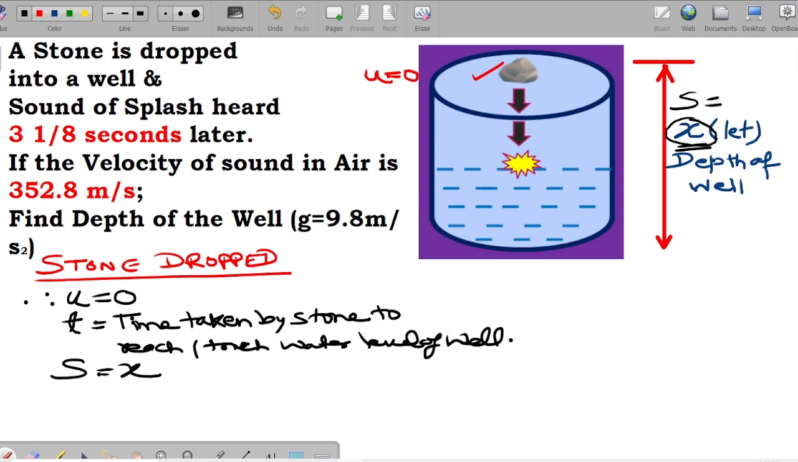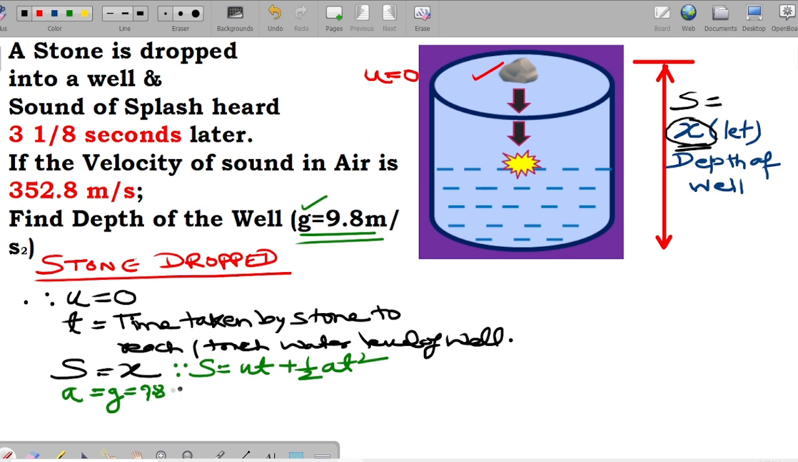So in the first part of the journey, the initial velocity is 0, t is the time, and s, the displacement, will be equal to x, which we have assumed is the depth of the well, till the water level only, not till the bottom, right? So by using the formula s = ut + 1/2 at², and here one parameter which we missed, which is given in the question, is the acceleration due to gravity g, equal to 9.8 meters per second squared, right? So we will use that value of g in place of a.